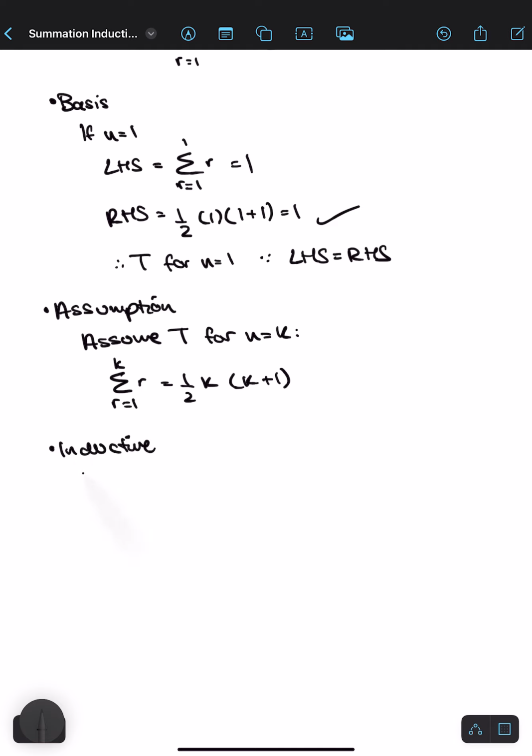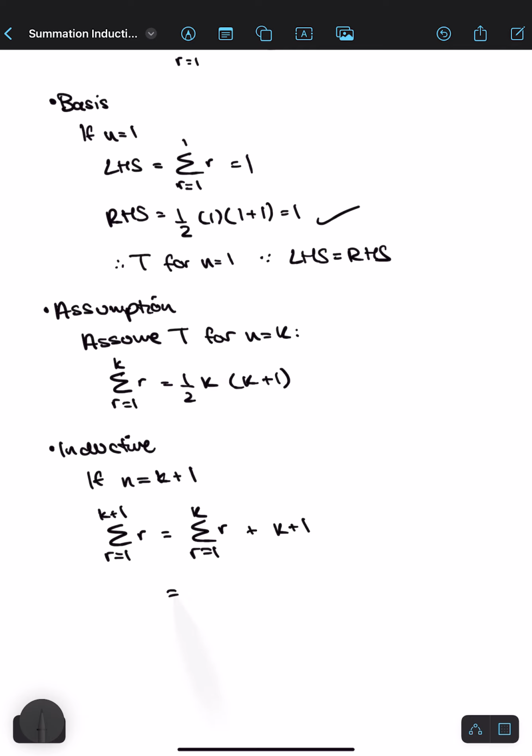You need to show that it's true for n equals k plus 1. So if n equals k plus 1, let's write it out again. The sum from r equals 1 up to k plus 1 of r. Well, we know that if you go up to k, you have this, and then you're adding the k plus 1 term. So you're just adding k plus 1 because you're just doing the sum of the natural numbers.